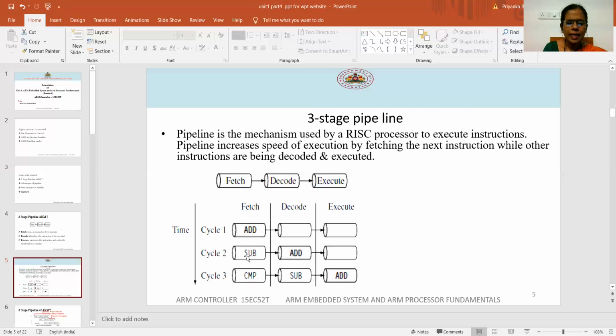So you check the cycles here. Cycle 1, only the first instruction is fetched. Cycle 2, the second instruction is fetched, the first instruction is decoded. Cycle 3, the third instruction is fetched, the second instruction is decoded, and the first instruction is executed. So this is called pipelining. Here the fetching, decoding and execution work is going on simultaneously in cycle 3.